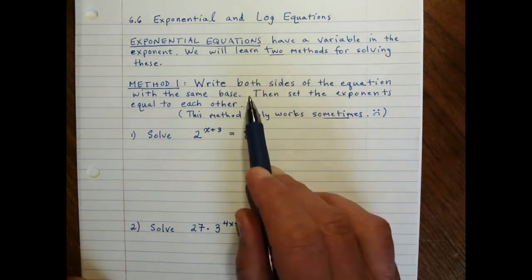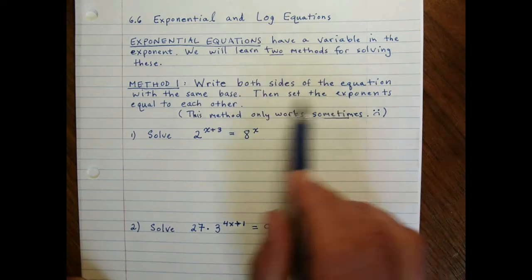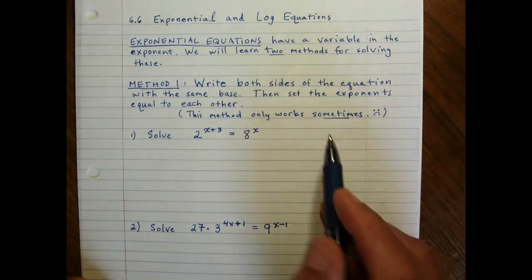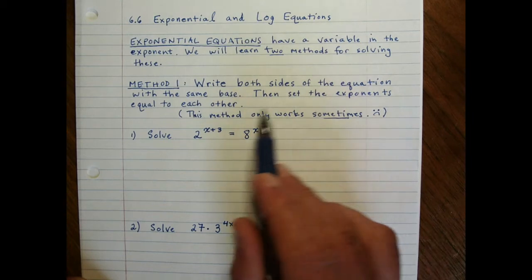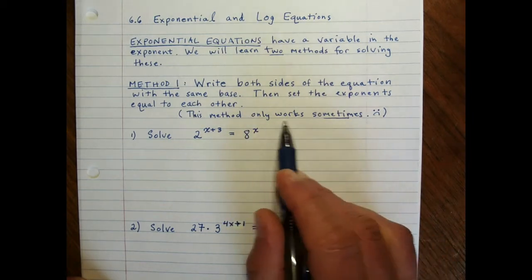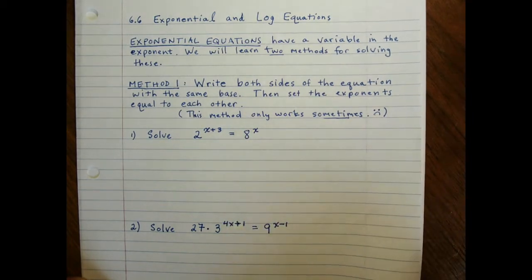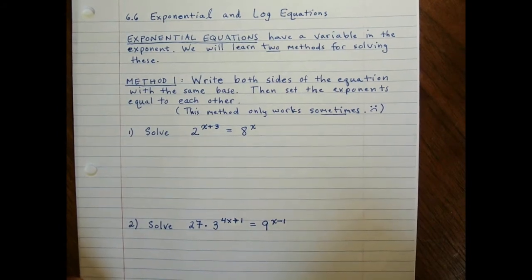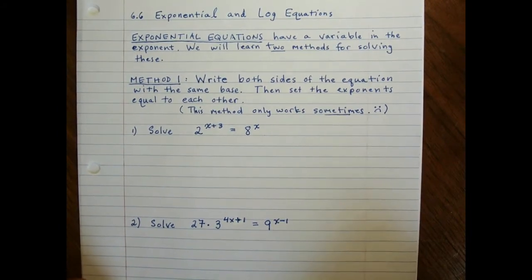Method one involves writing both sides of the equation with the same base. Then we set the exponents equal to each other. This method only works sometimes, so we're going to move on to method two after just a couple examples, because method two is way more important. But I think method one can really help you understand what's going on, so it's worth the trouble.